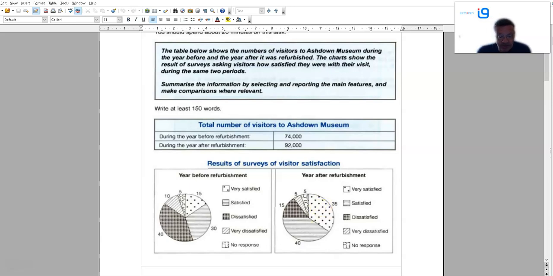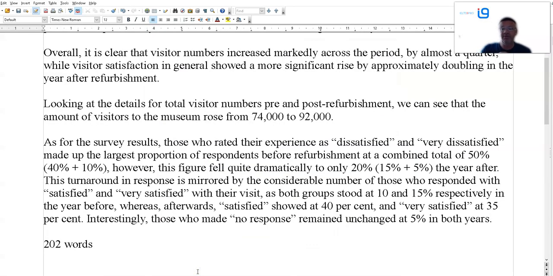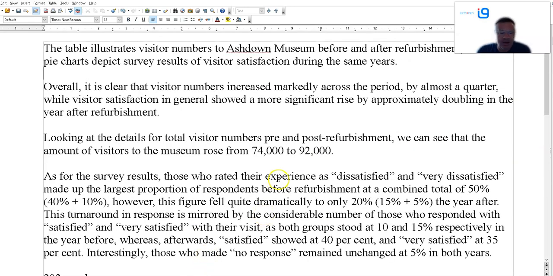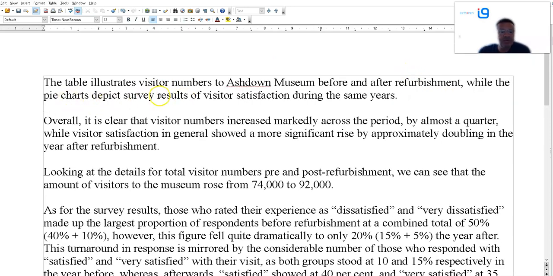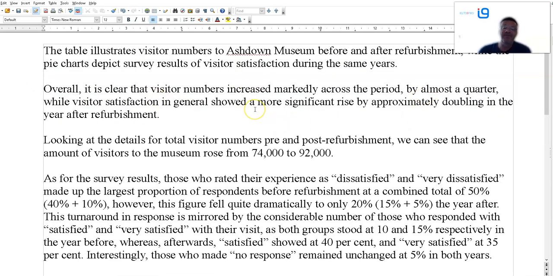So as I keep saying, you have to do that usual 4-paragraph structure. Paragraph 1 is pretty easy. It's just: the table shows blah blah blah, etc. You just need to paraphrase a little bit. Visitor numbers to Ashdown Museum before and after, pie charts depict survey results of visitor satisfaction during the same years. Okay. Overall, it's clear. In general, visitor numbers increased. That's for the table. While for the chart, visitor satisfaction in general also increased, and that's basically it for the overview. You don't really need to put a lot else there.